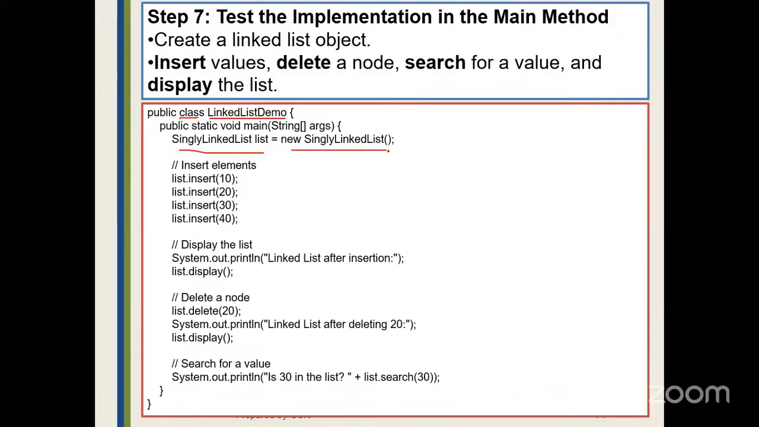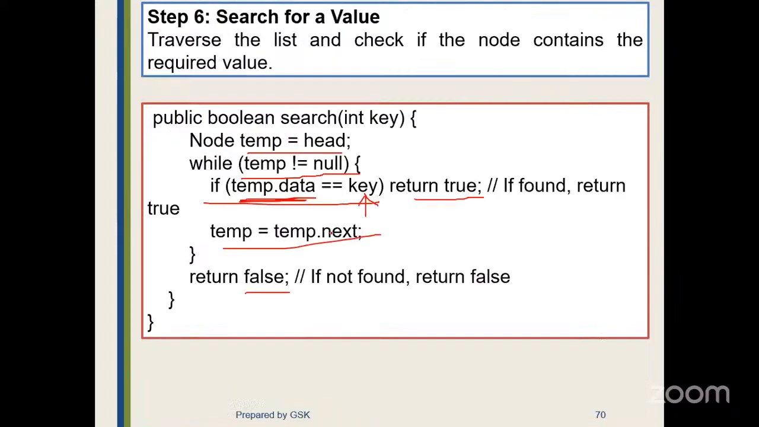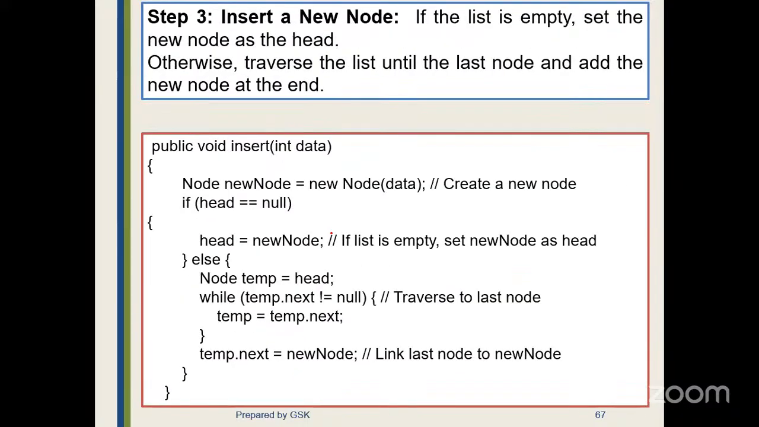In the previous slides, we used the SingleLinkedList class. Now for that, we need to create the object. With the help of that object, we need to call the insert method. Just now we discussed the insert method. This is the insert method. We need to call this insert method. While calling the insert method, we need to pass one value. Into data, we need to pass one integer value.